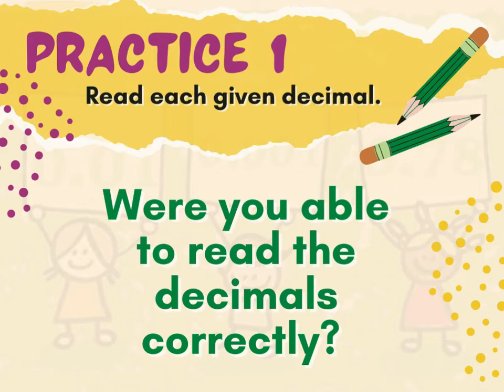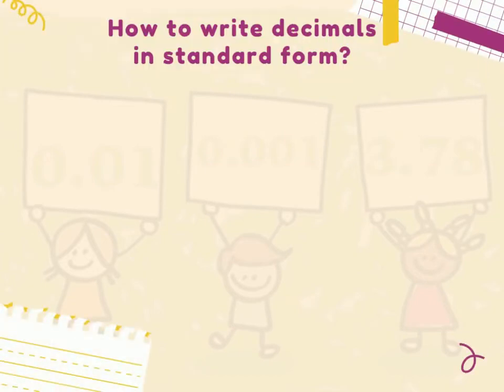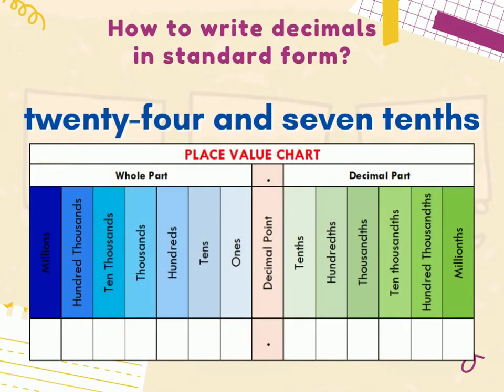Great! You did well. Now, let us talk about how we write decimals in standard form. Given this first example, 24 and 7/10, what is the decimal for this? In writing the decimal in standard form, it is important that you are familiar with the place value. Let us place the given digits in the place value chart.